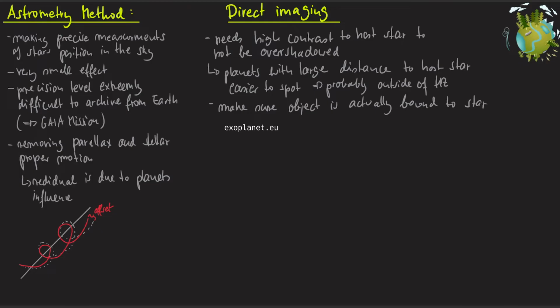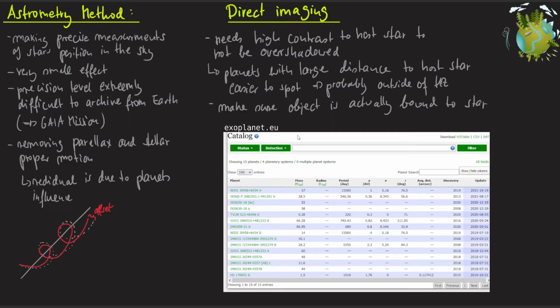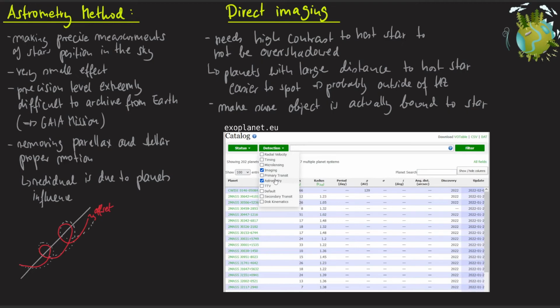Now, if we go to exoplanet.eu, we can see that for the astrometry method, we have 15 planets. If you go to imaging here, we actually have 116 planetary systems. So that's actually quite a bit for direct imaging. But astrometry is even harder to achieve, so we barely have any with that method.